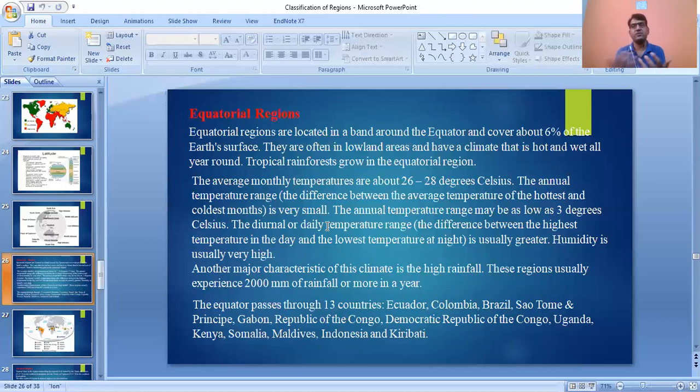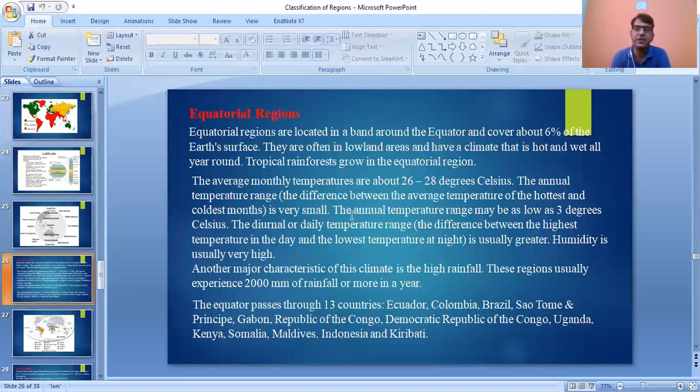If you come to our part of the country, like in Pakistan, we have quite a difference here. We have a winter and a summer. The winter temperature is slightly colder and the summer slightly hotter, so we have a contrast, we have a variation. But if you are in the equatorial region, a very small contrast will be found here.